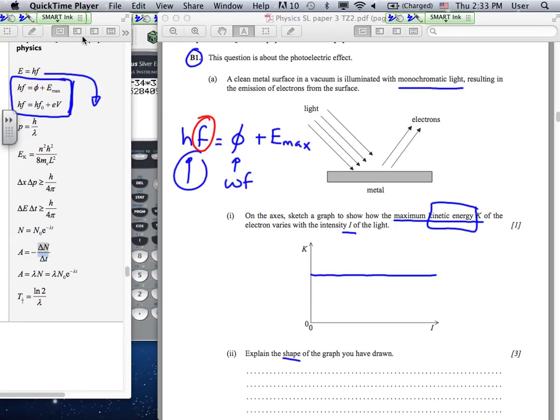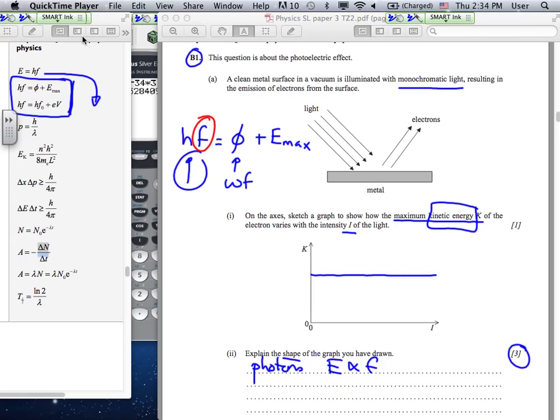So explain the shape of the graph that you have drawn. We are just going to be putting those points down here. Now notice you've got 3 marks, so you need to give 3 valid reasons. The first thing that needs to be stated is what Einstein said, that light consists of photons. So you have light consisting of photons, and the energy of these photons is proportional to the frequency. Depends only on the frequency, not on anything else, not on the intensity at all.